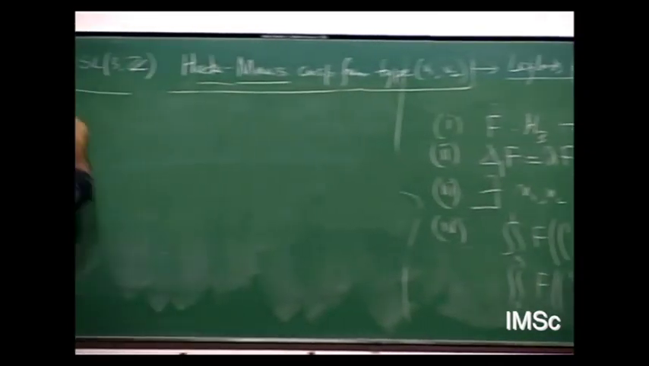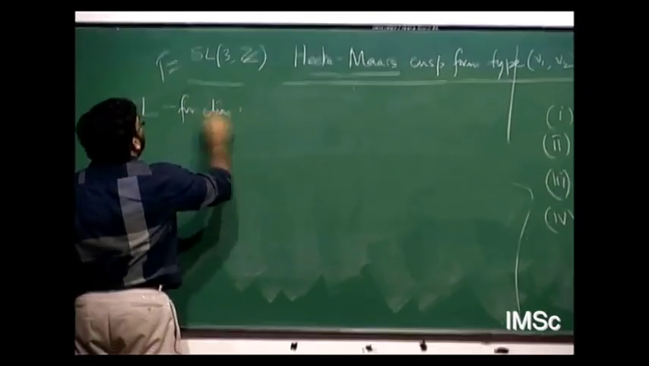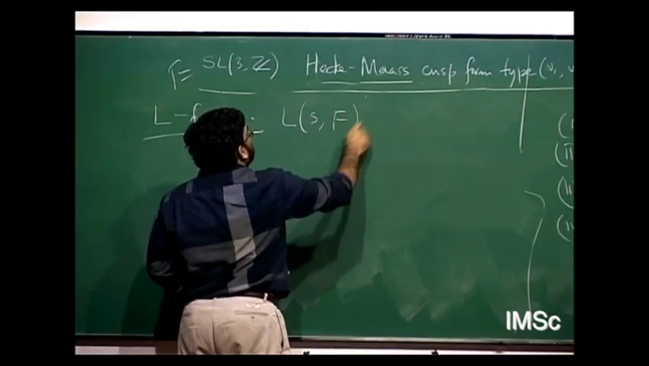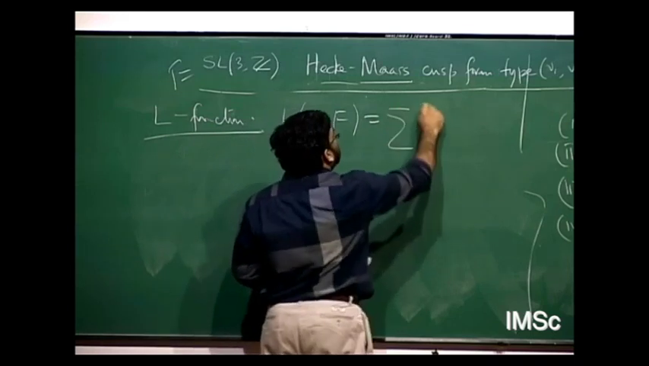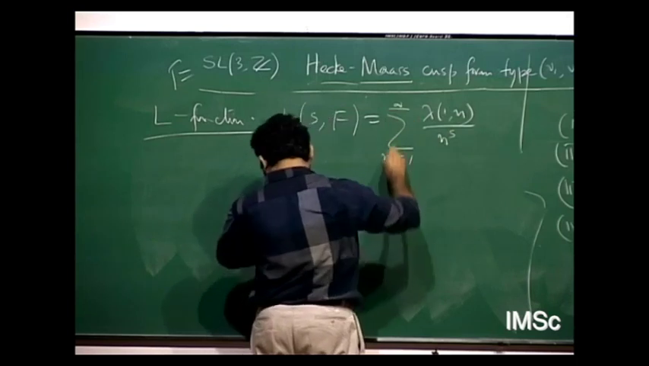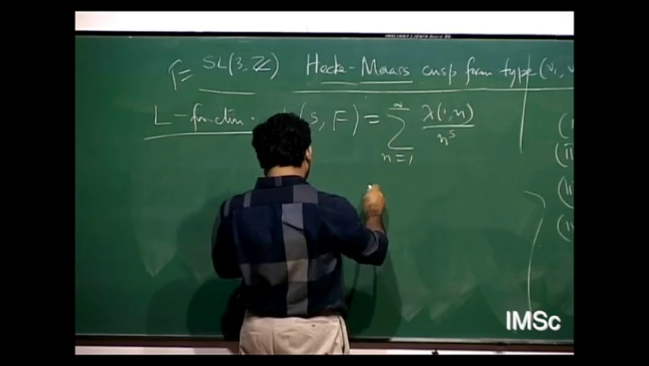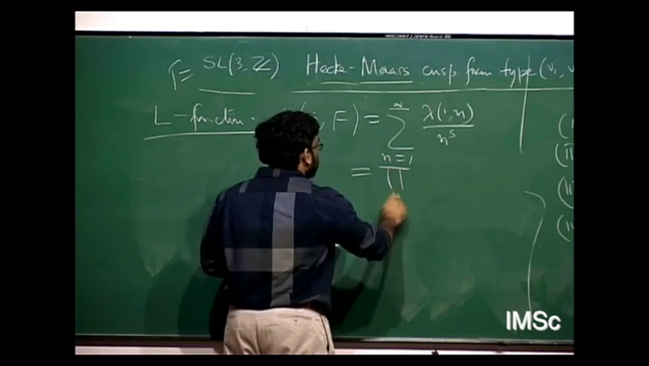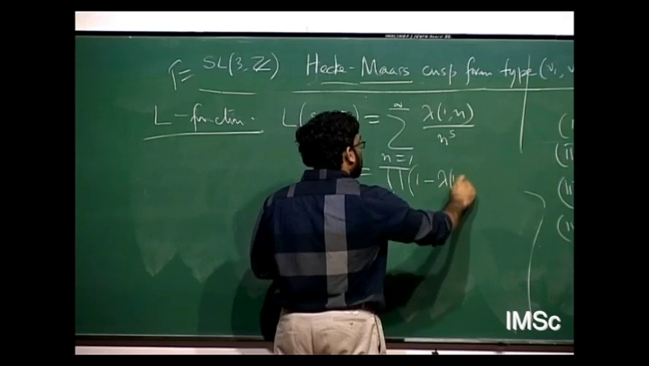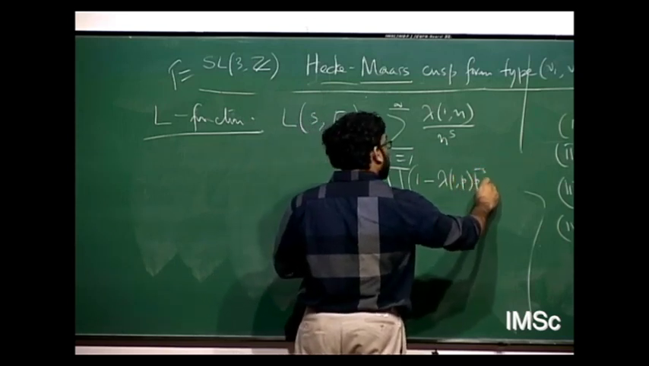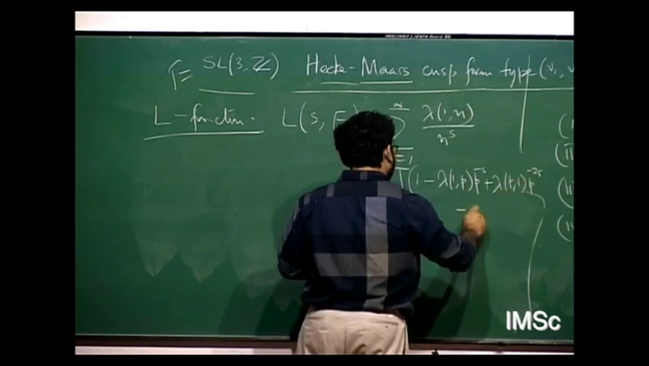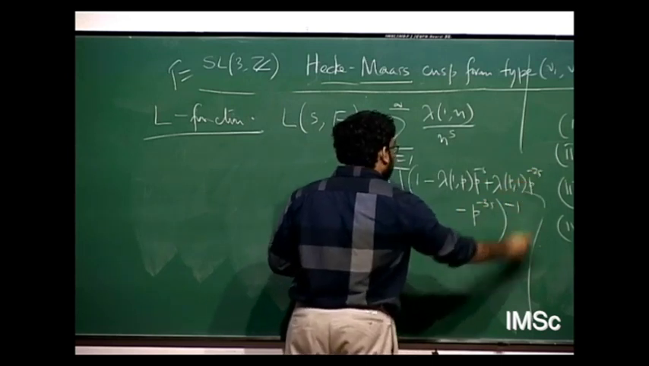Now we can define an L-function for any such f. The L-function associated with f is defined by the Dirichlet series, the sum of lambda(1, n) over n to the power s, where n runs from 1 to infinity. And this also has an Euler product, because it's a Hecke form, there is a multiplicativity relation. It's the product over p of (1 minus lambda(1, p) p to the power minus s, plus lambda(p, 1) p to the power minus 2s, minus p to the power minus 3s) inverse.